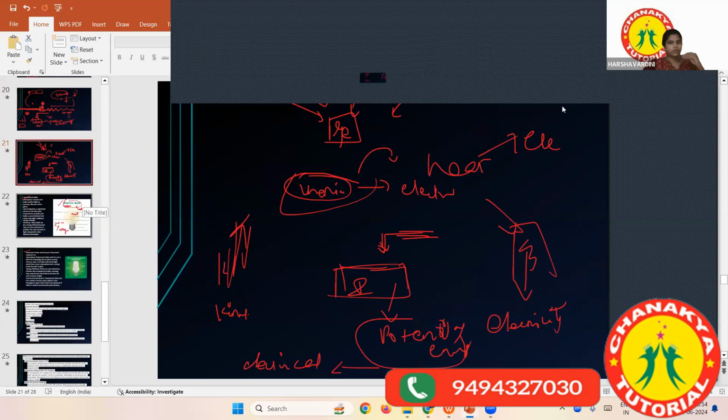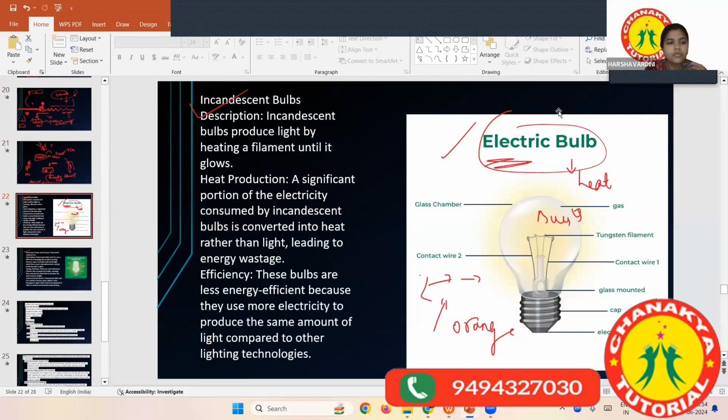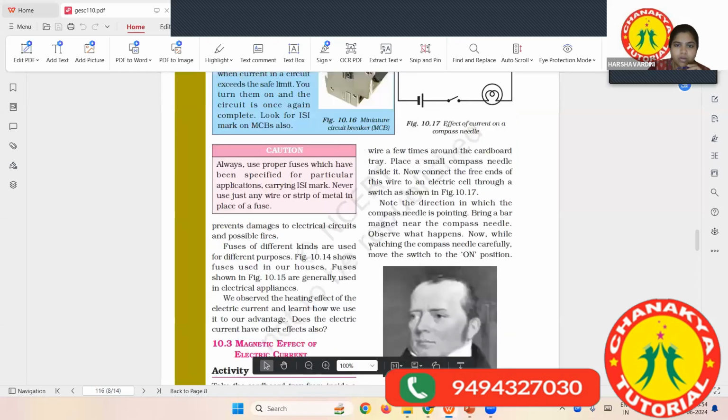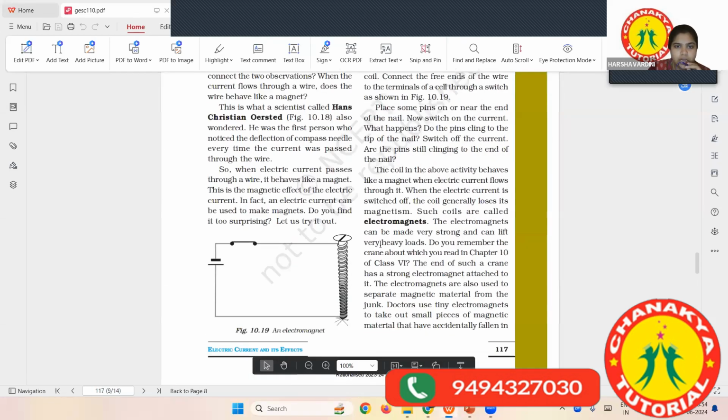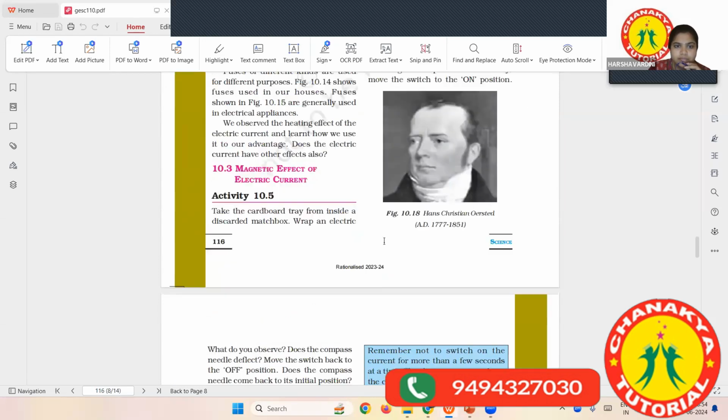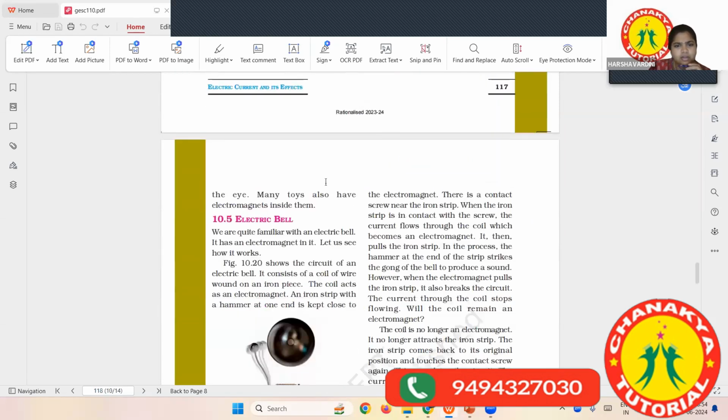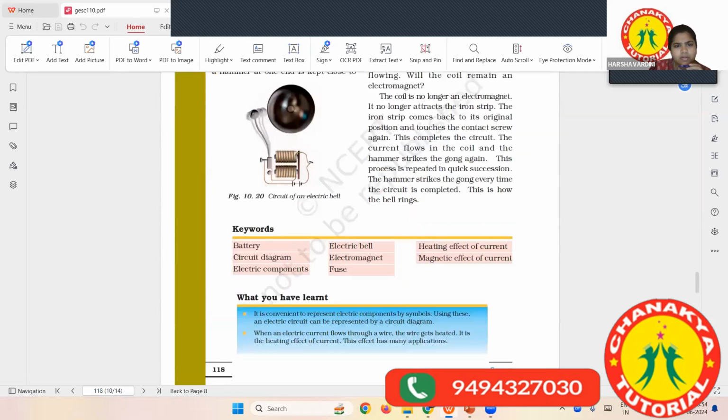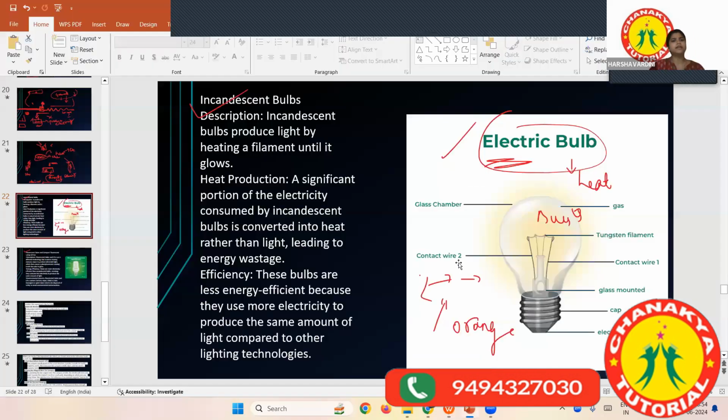So today we will sell electric bulb. In your book, I think, we'll have a look at your book also. We will now start with electro, that is magnetism, magnetic effect, and then the lesson is going to end. We won't complete it today, maybe, but we will cover it.